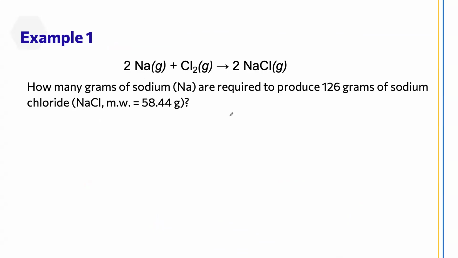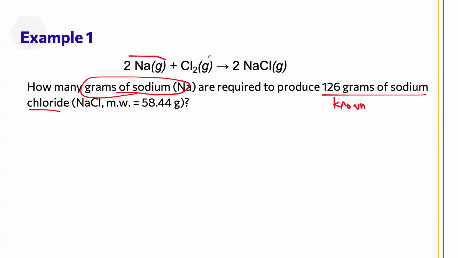Let's look at this example. How many grams of sodium are required to produce 126 grams of sodium chloride? What is my known quantity here? My known quantity is sodium chloride. What is my unknown here? My unknown is grams of sodium.